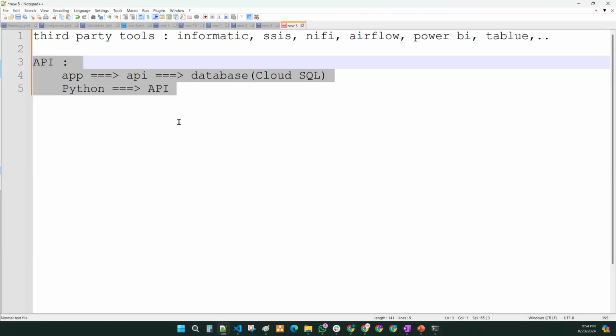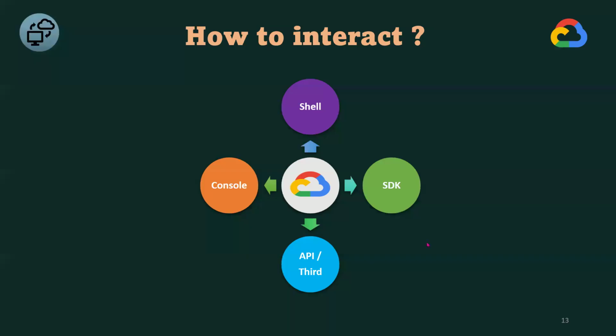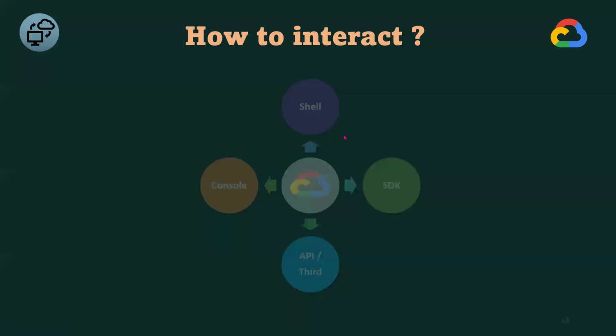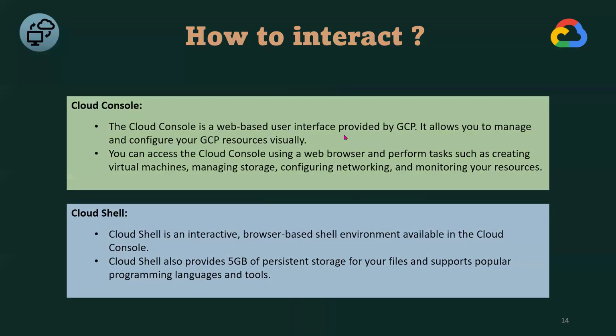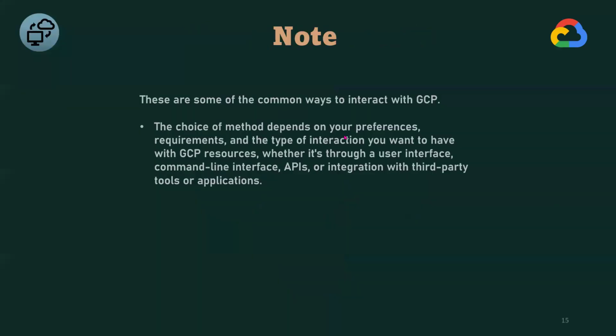So these are the interface methods that are available in the GCP, guys. I hope we have covered all the four. Finally, I would like to tell you about the note. These are some of the common ways to interact with the GCP services. The choice of method depends on your preferences, requirements, and the type of interaction that you want to have with the GCP resources.